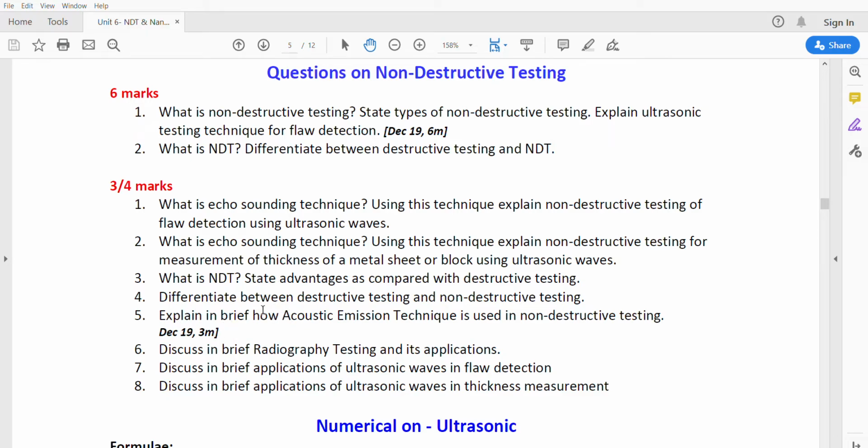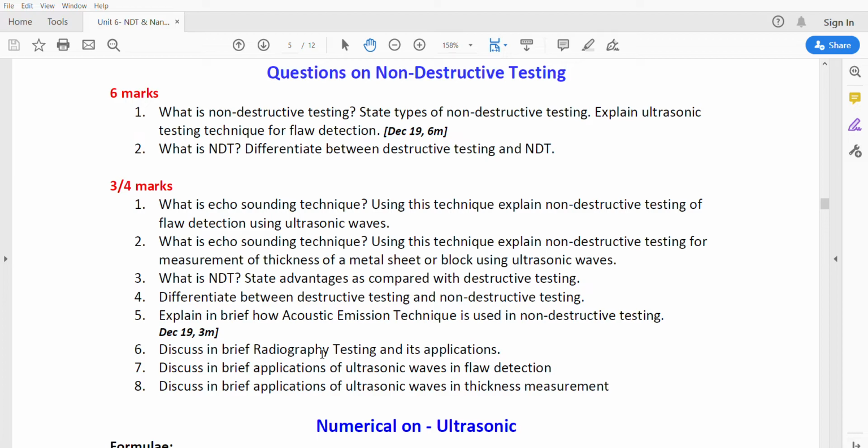Fifth question is: Explain in brief how acoustic emission technique is used in the non-destructive testing. So we have to explain acoustic emission technique method using diagrams and principles, formulas also. And next, sixth question: Discuss in brief radiography testing and its applications. So we have to explain the radiography testing and its applications.